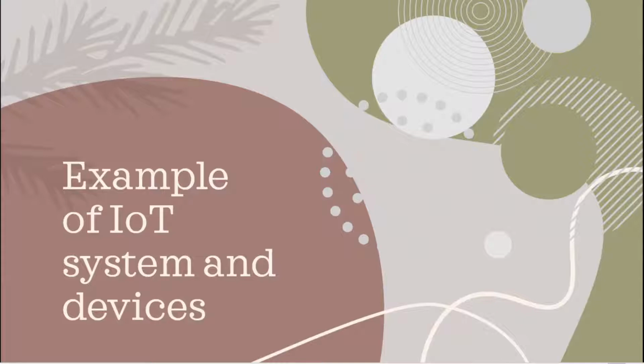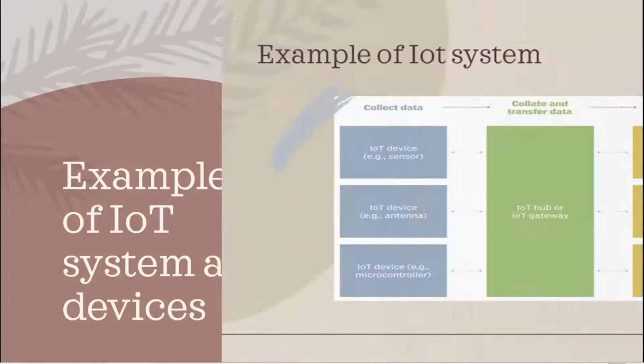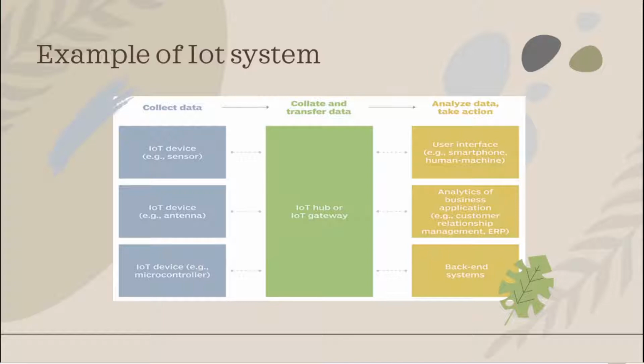Example of IoT system and devices. Example of IoT system. First, the IoT system will collect data from IoT devices such as sensors, antennas, and also microcontrollers. Then the data will be transferred to an IoT hub or IoT gateway. The data will then be analyzed and action will be taken.